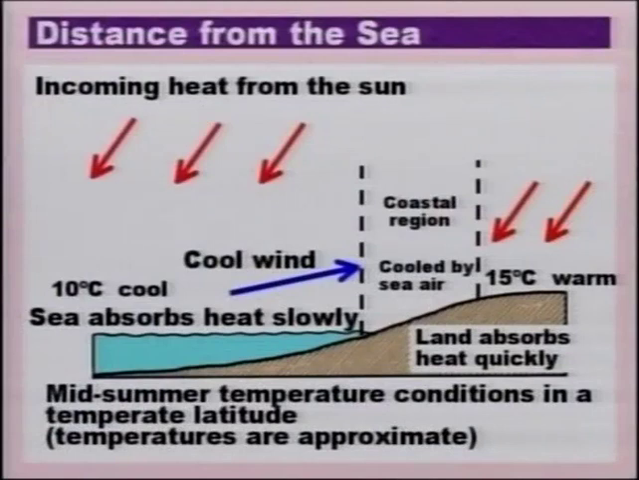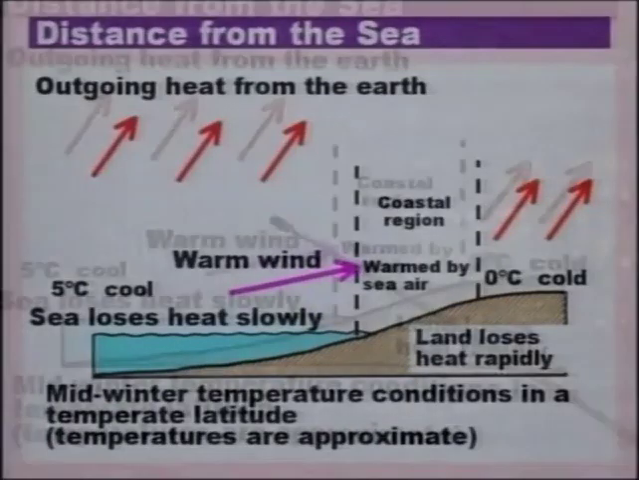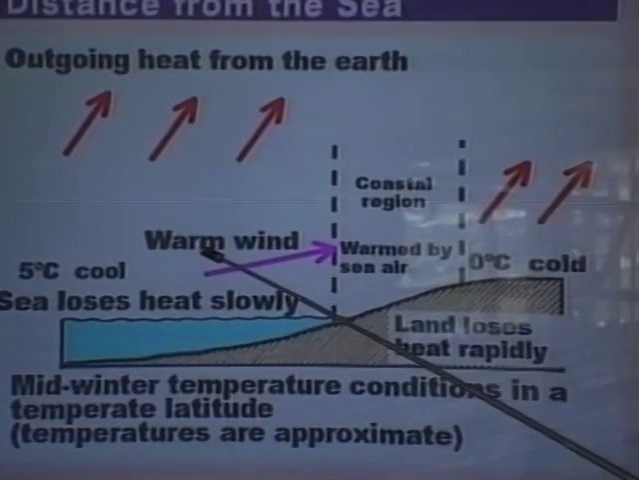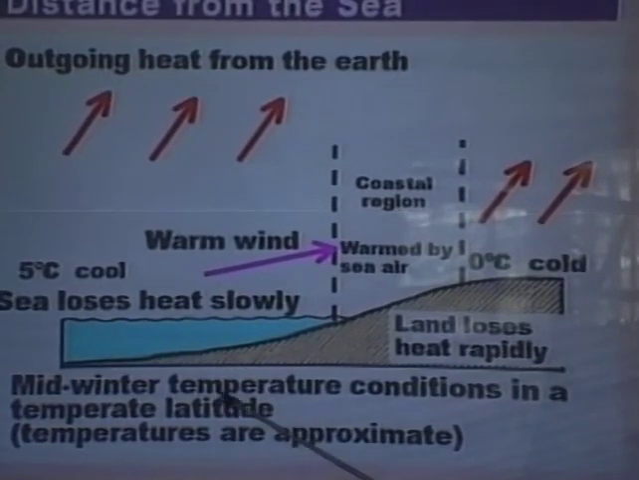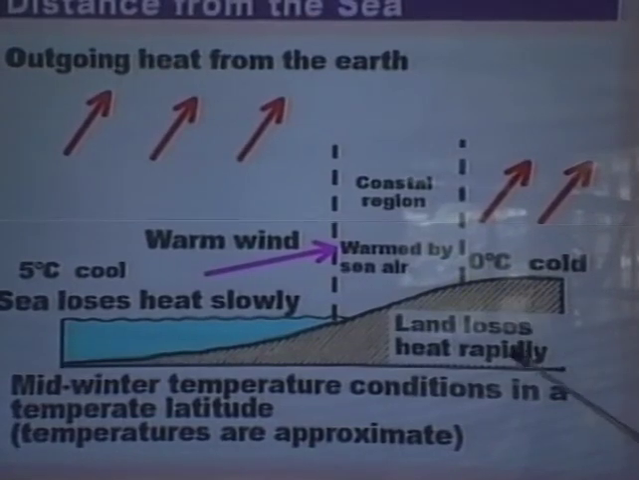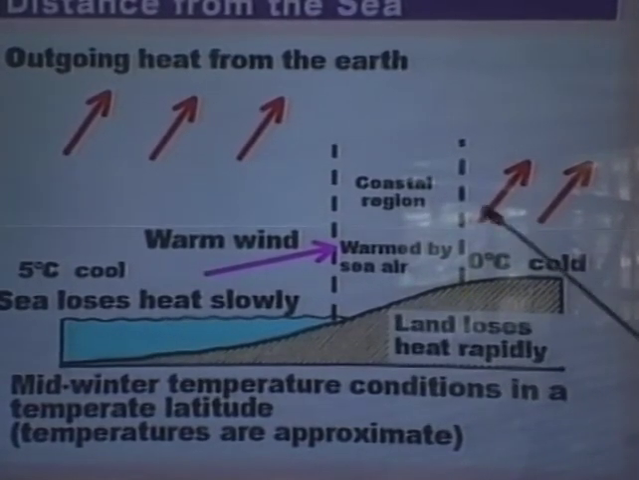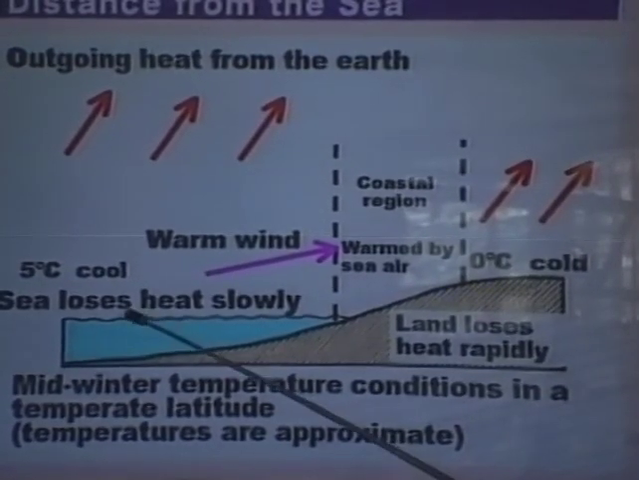Okay, we look at that same diagram. This time it is mid-winter. Look at winter. The sea loses its heat slower than the land. Therefore, over the sea, because it loses its heat slower, the temperature is 5 degrees Celsius. It is now mid-winter in that same area. The land loses its heat rapidly. Therefore, on land, it is 0 degrees Celsius. It's colder here compared to here.